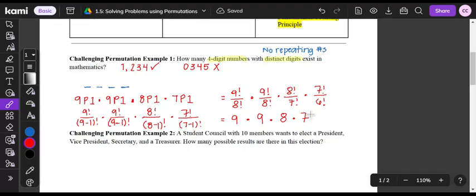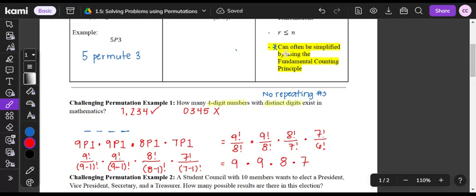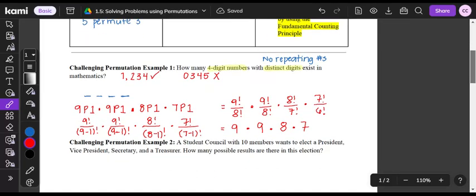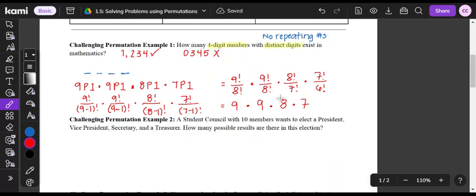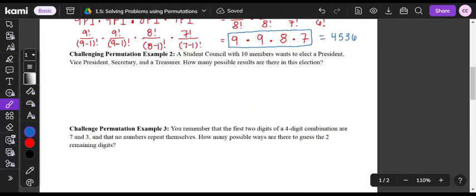All right. And what I said up here, that these problems can often be simplified by using the fundamental counting principle. It won't always work, but in this case, this is just the multiplication rule, right? I just think through each digit, and I think through how many choices I have for each digit. So in the first one, I have 9 choices. In the second one, I have 9 choices. In the third one, I have 8 choices. And in the final one, I have 7 choices. So 9 times 9 times 8 times 7, I'm going to put that in a calculator. And I get 4,536.